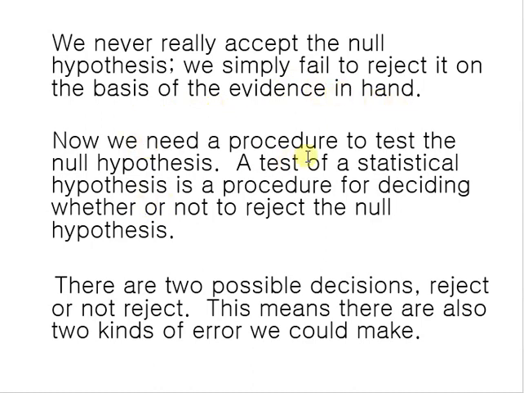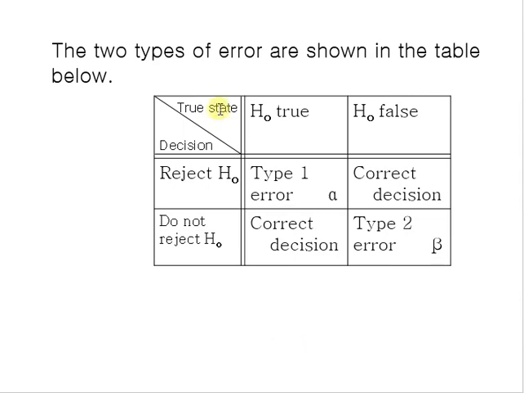Now we need a procedure to test the null hypothesis. A test of a statistical hypothesis is a procedure for deciding whether or not to reject the null hypothesis. There are two possible decisions: reject or not reject. This means there are also two kinds of error we could make. The two types of error are shown in the table below.